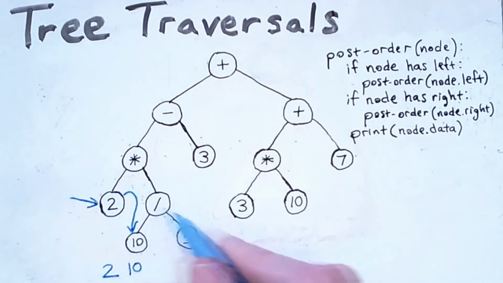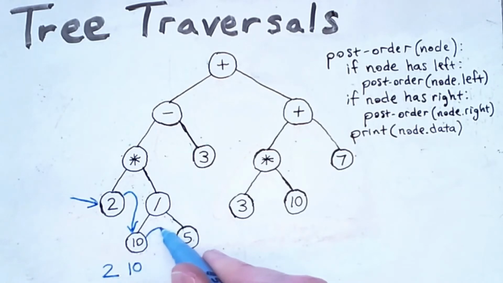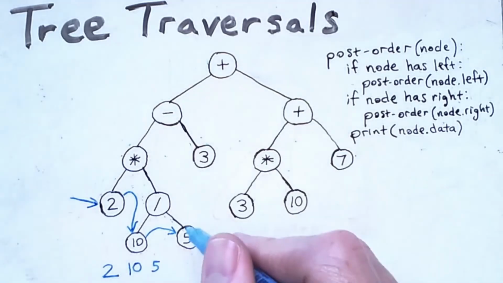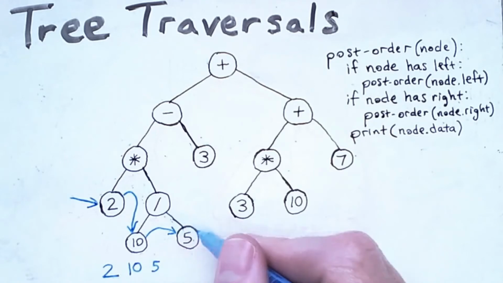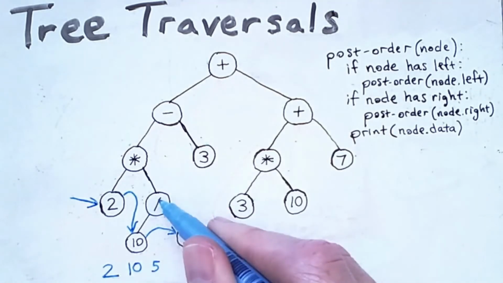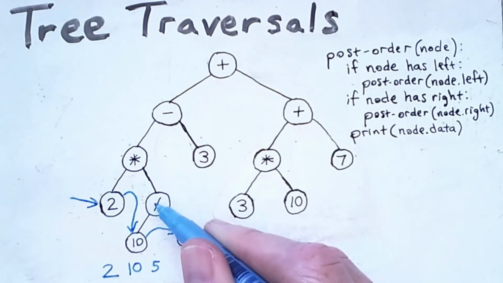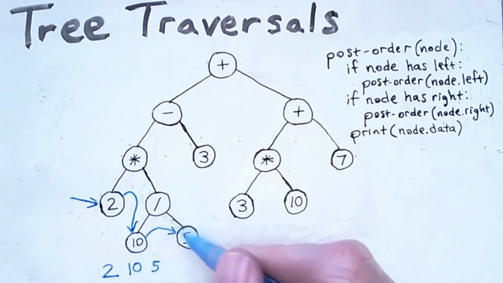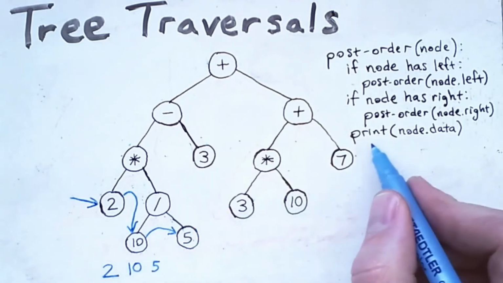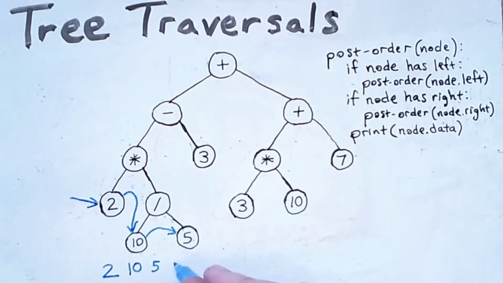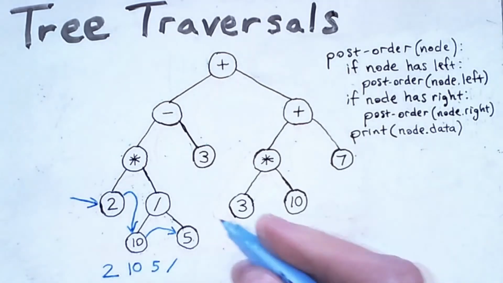That was a left call. We now go to the right. From the 5, there is no left or right child, so we print out the 5 after those recursive calls fail. And then, once we return from the 5, this is going to be the first operator we print. So this node has already had its left tree explored and its right tree explored. So now we can print the node.data for that particular node. So we have division there.